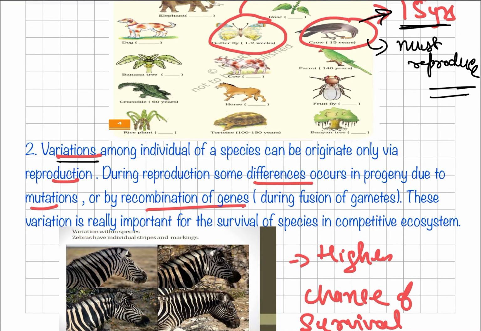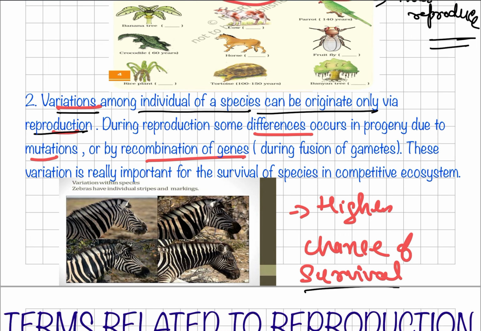And second is variation. Variation among individuals in a species can originate via reproduction. And if a species has variations, then it will have a higher chance of survival in an ecosystem. So it gives an advantage to that specific species. This variation comes with reproduction. During reproduction, some differences occur in the progeny due to mutation or by recombination of genes, and these small differences can lead to variation in individuals in a species, and this variation increases the chance of survival of a specific species. For example, this Grevy's zebra with slightly different stripes. So these are the variants of a zebra, you can say.